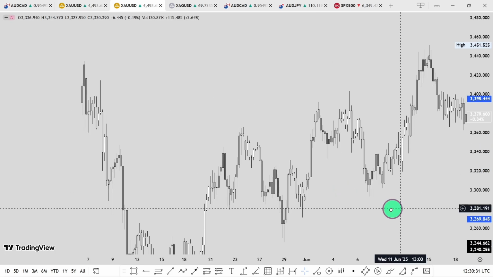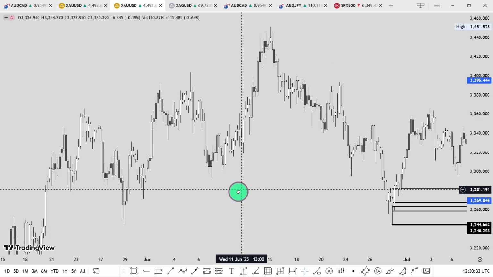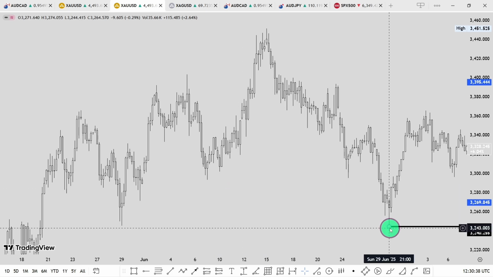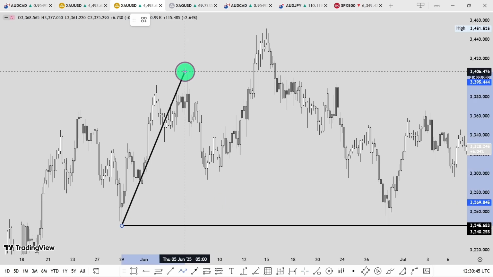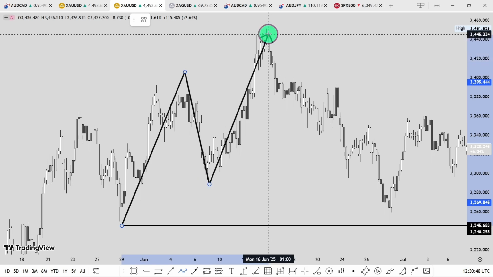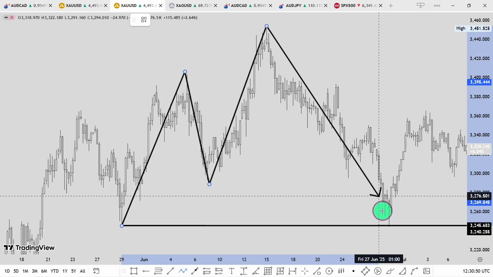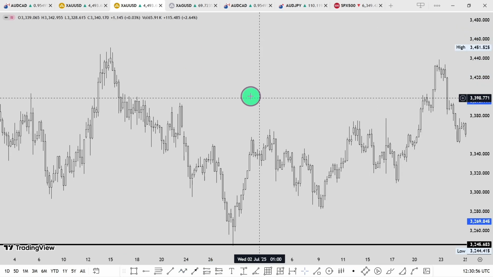Another example is here on gold again. So here this is also our A level. Let's look at it. This is our A. Price forms a structural liquidity, a break. Price came to take out the structural liquidity, and then we have a move to the upside. Here it even continues with a strong move.